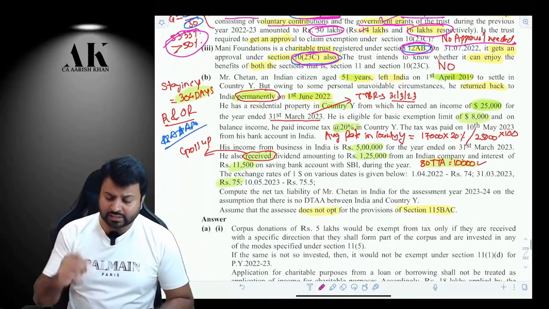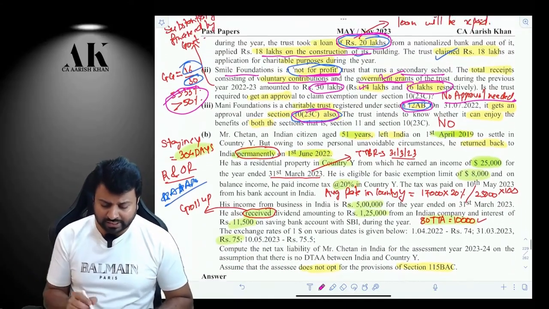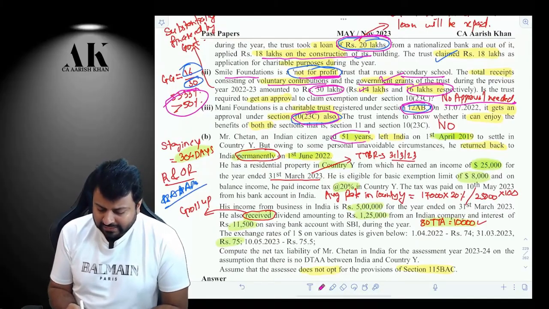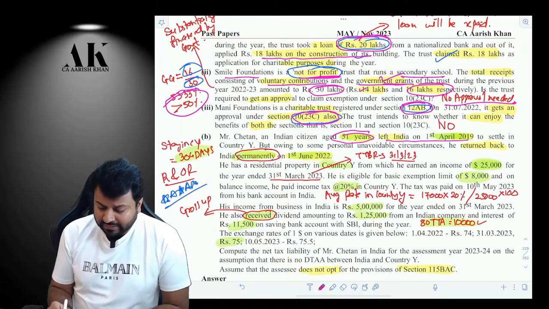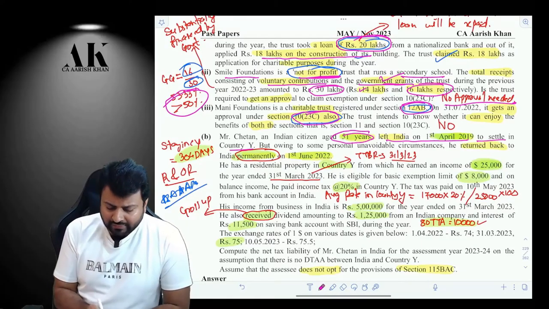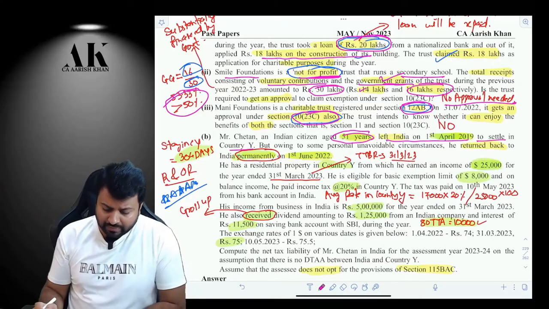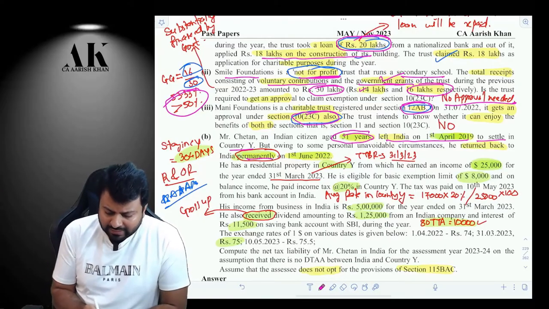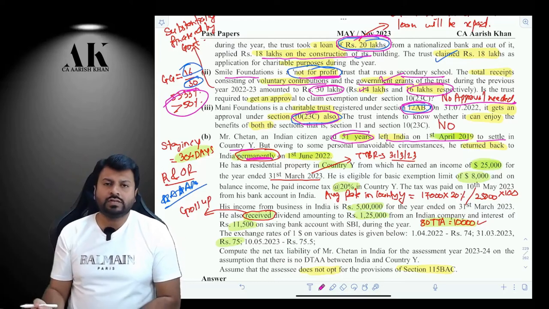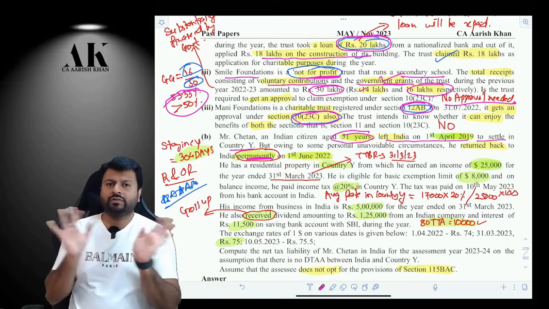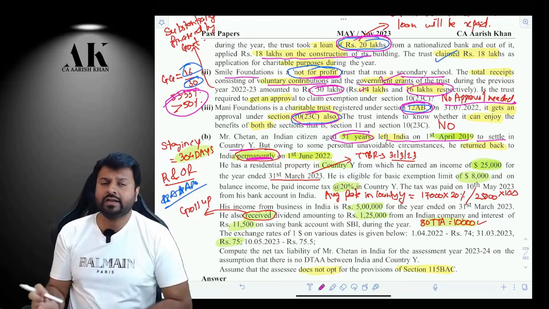Okay. The next question is a very, very good question. Mr. Chetan is there whose age is 51 years. Now, in 2019, he left India to settle in country Y. So, before 2019, he was in India only. In 2019, he left because of some unavoidable reason. Now, he came back to India permanently in 2022. He is not coming to India for a visit. He is coming permanently to India in 2022.